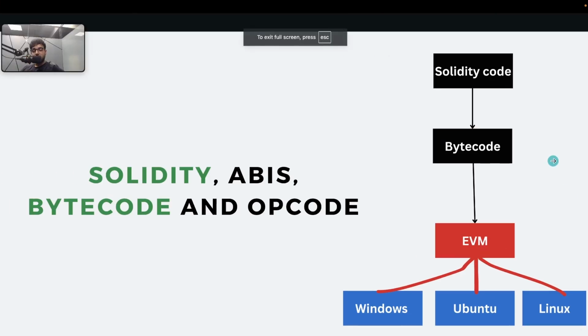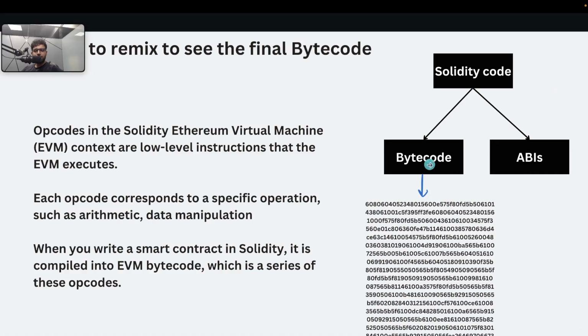This is a hard concept. If you have done compiler design in school, if you had those assignments where you literally had to read through the opcodes and write assembly code, then you probably might find this interesting or easy. Else you will find it hard, but we'll still try to understand this as best as possible. This gave you this very complicated string. This is actually a series of opcodes. Opcodes in Solidity Ethereum virtual machine context.